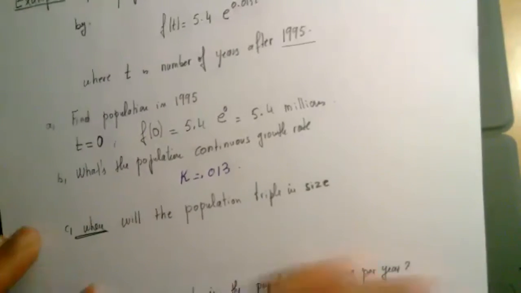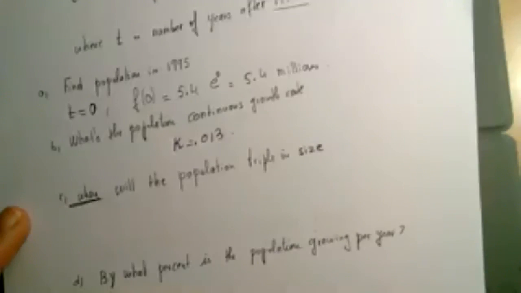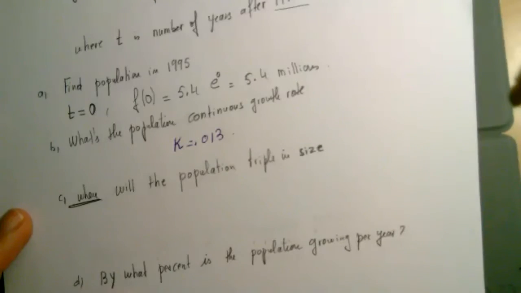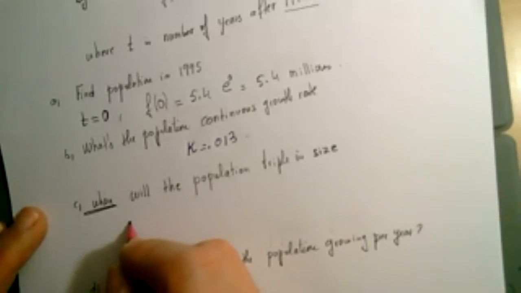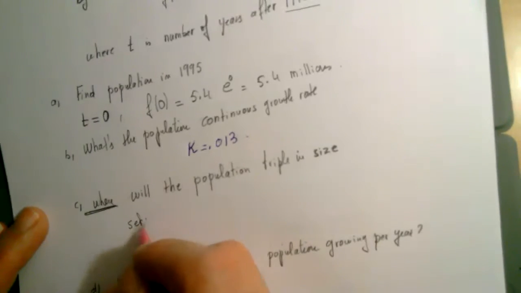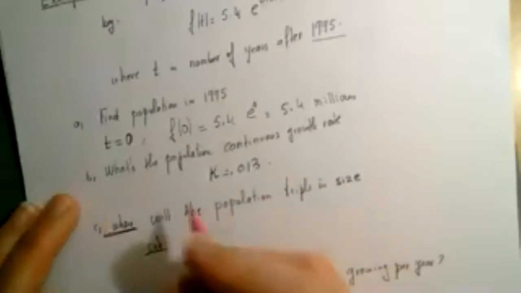Is this an easy question or a hard question? Quickly, it's like double time, but it's triple time. So how can we solve it? Set it equal to 3a.